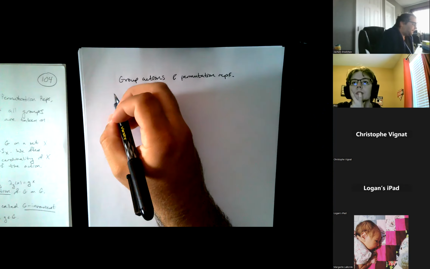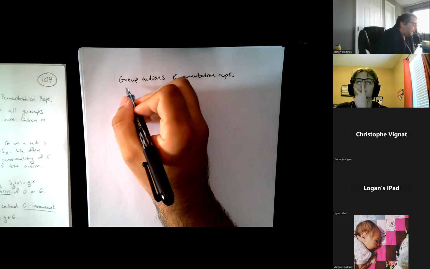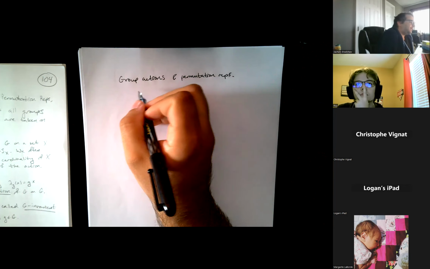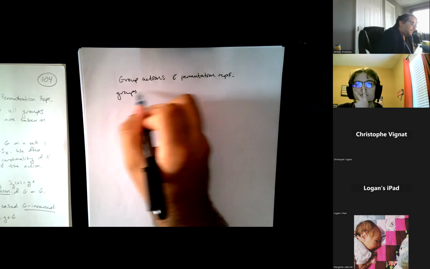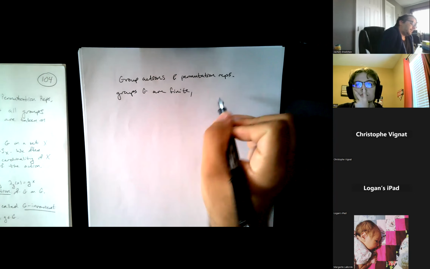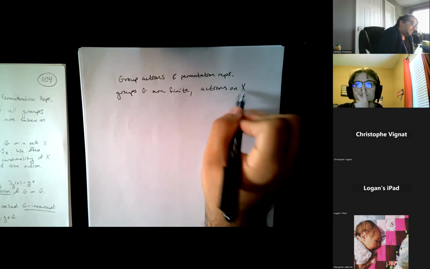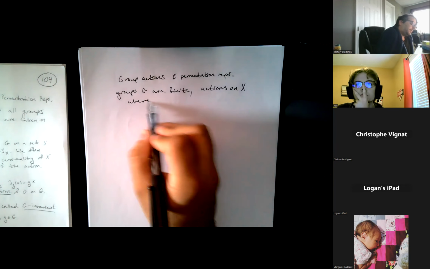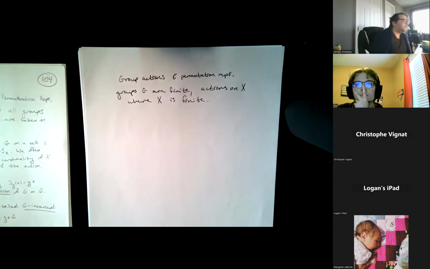So throughout, I'm going to assume that all groups are finite and all actions are taken on finite sets. So groups are finite and actions on X, whatever. This is fine. No infinities.